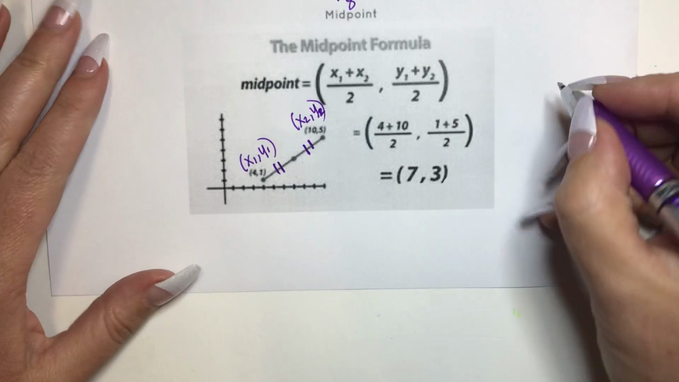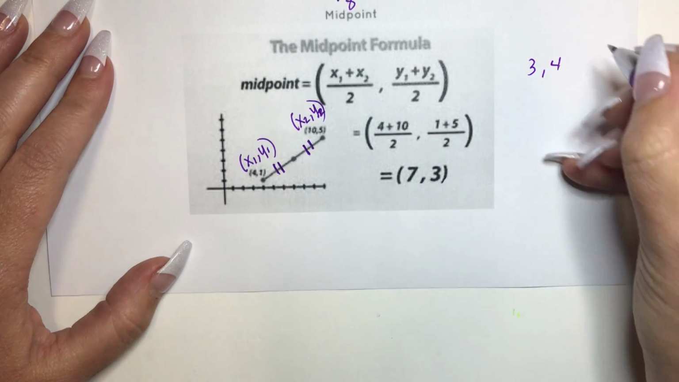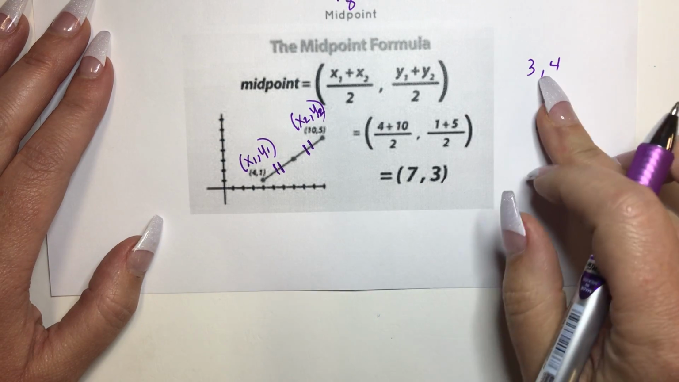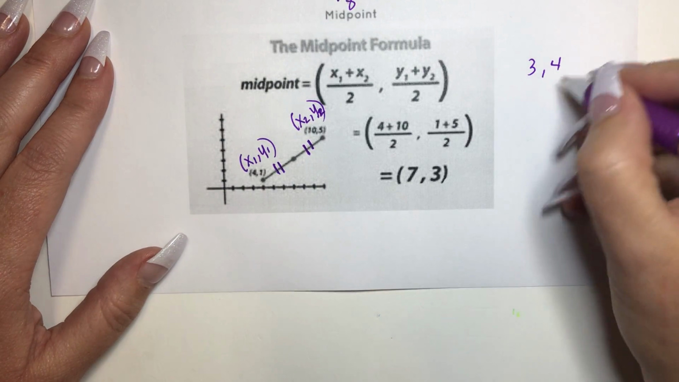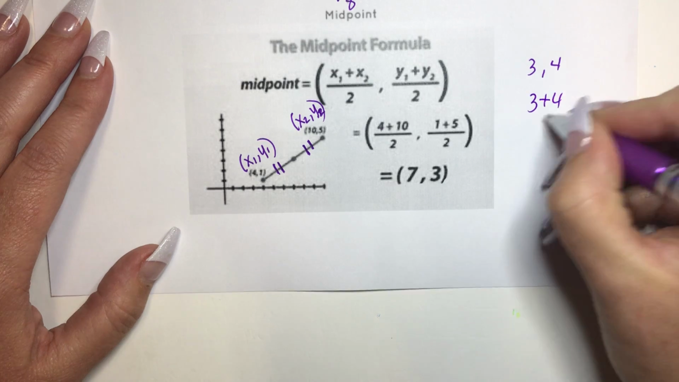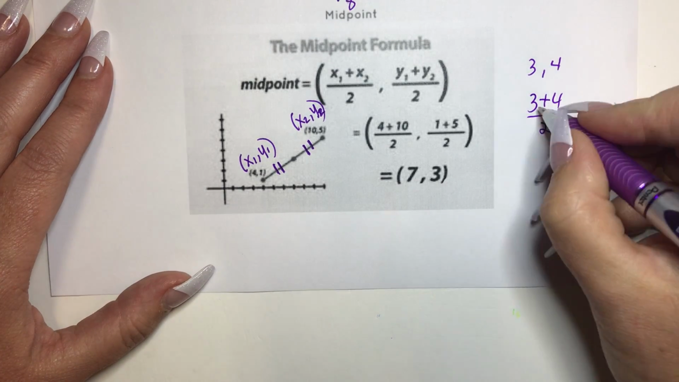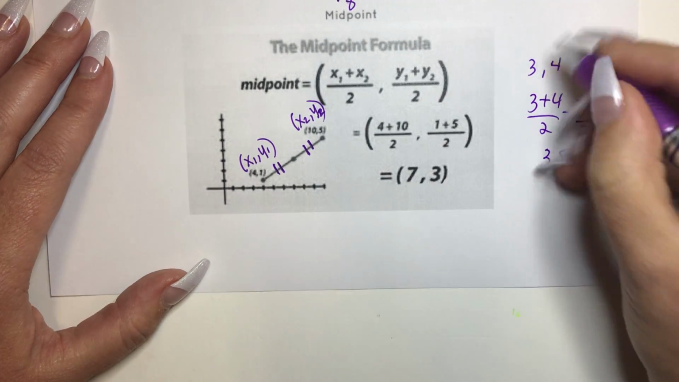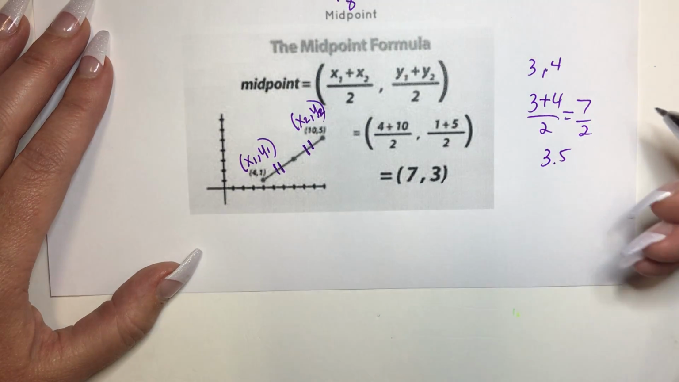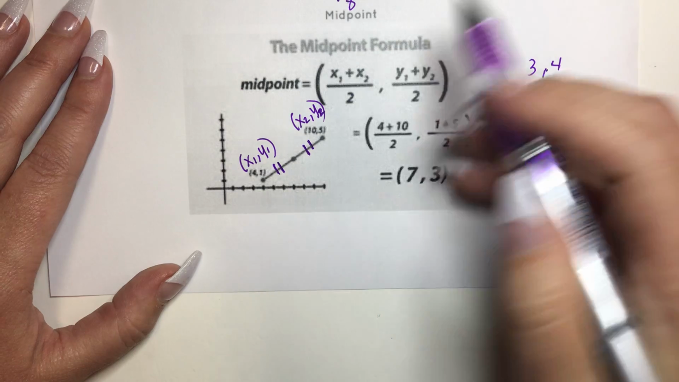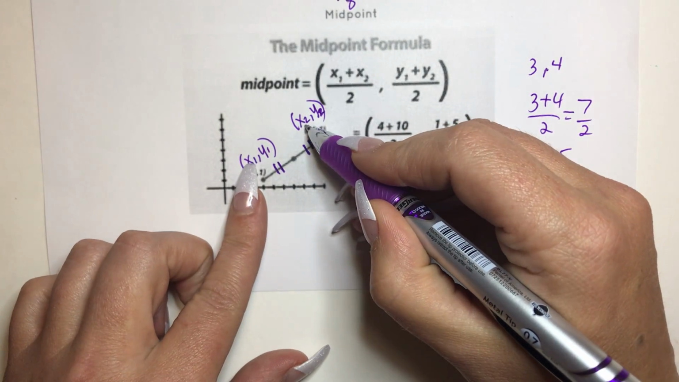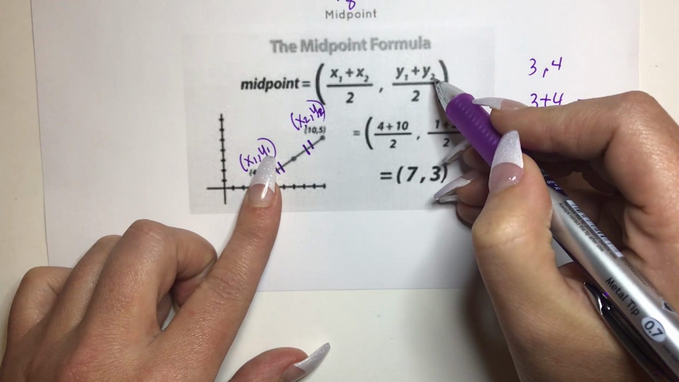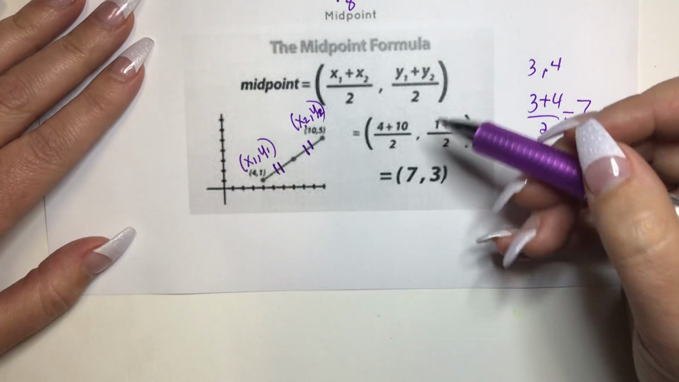Like if I was taking the average of 3 and 4, how do you do that? Because the average is kind of like the middle between those 2 points. You add them together and divide by 2 because there's 2 numbers. So that would be 7 divided by 2, which is 3.5, which is the halfway distance between those 2 numbers. So really with the midpoint, you're taking the average of the x values, adding those together and dividing by 2, and then you're taking the average of the y values, okay?